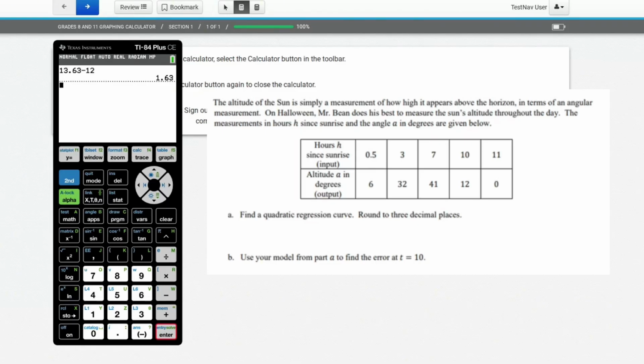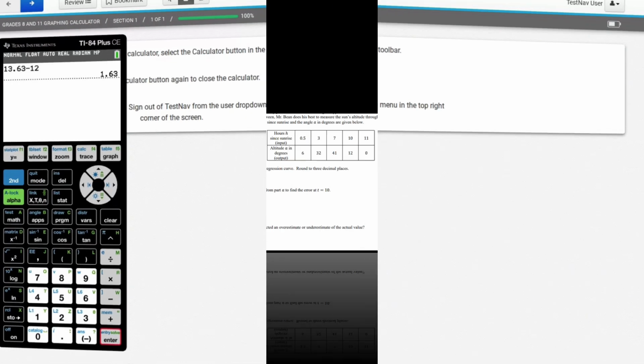Now, just like last time, this is asking if this is an overestimate or an underestimate. Well, if your predicted is higher than your actual, then the predicted is an overestimate. So let's go back, write all that down, and finish this up.